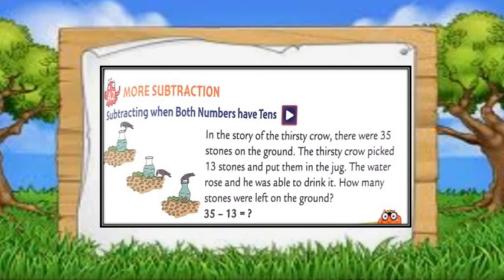What we have to do with this? We have 35 stones. Out of that we have to remove 13 stones. That means we have to make subtraction. What is the meaning of subtraction? To remove or cut off. So 35 minus 13 is equal to what?